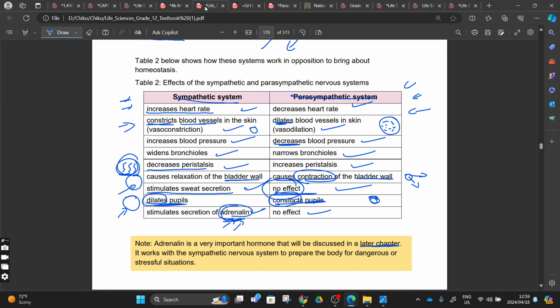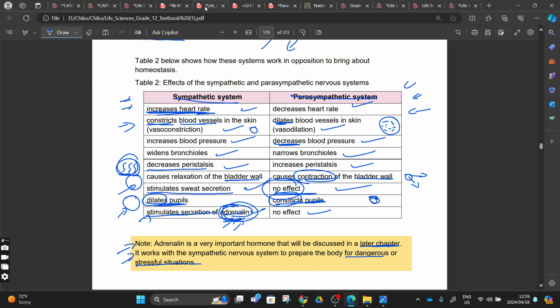It works with the sympathetic nervous system to prepare the body for a dangerous or stressful situation, right? This is a part of the endocrine system. When adrenaline is released, it increases the heart rate. Adrenaline also works with the sympathetic system, and vice versa. So we stimulate the secretion of adrenaline, and while it is being released, it affects those organs.